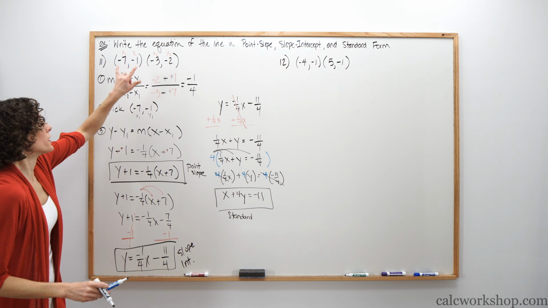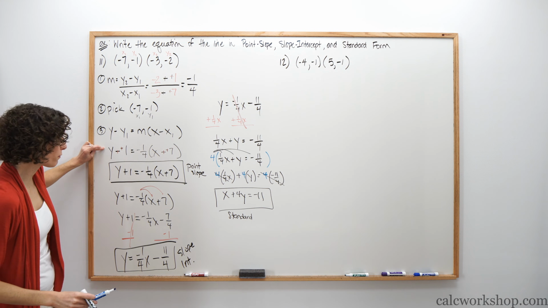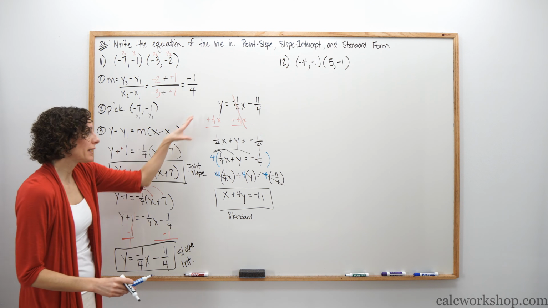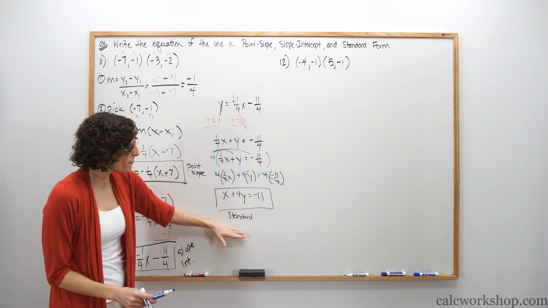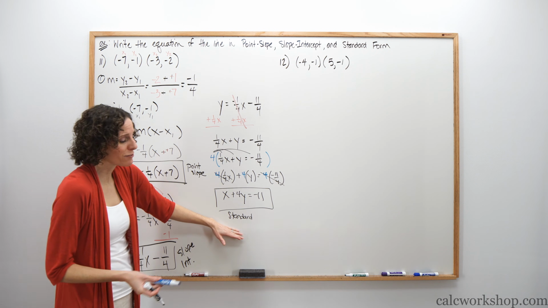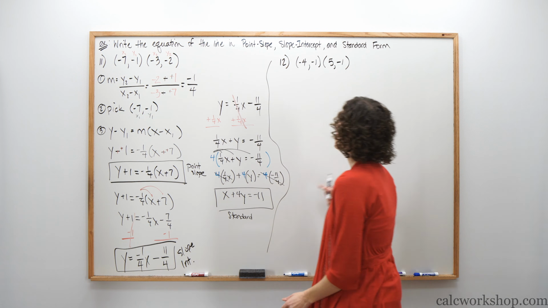So, given 2 points, find the slope, pick a point, drop it into point-slope form. Simplify to get into y equals mx plus b for slope-intercept form, and get x and y on the same side, no fractions, and the x is positive for standard form. Not so bad. So now, question number 12.